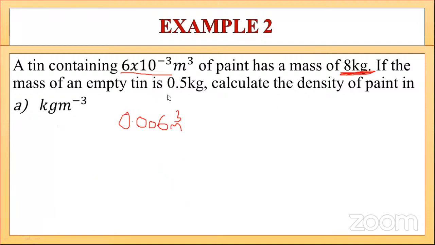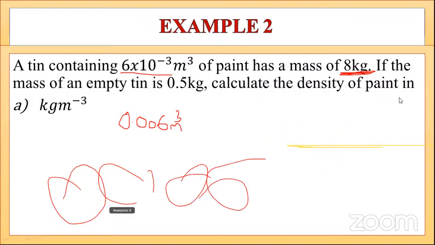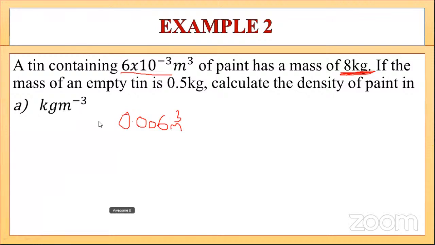If the mass of an empty tin is 0.5 kilograms, do you hear that? Yes. What is the mass of the paint? The mass of the 8 kilograms minus 0.5 kilograms. Very good. So, if the mass of the empty tin is 0.5 kilograms, calculate the density of the paint in kilograms per meters cubed. Is that okay? Yes.